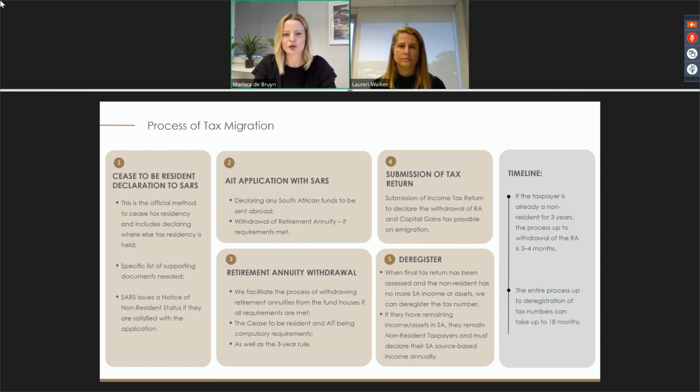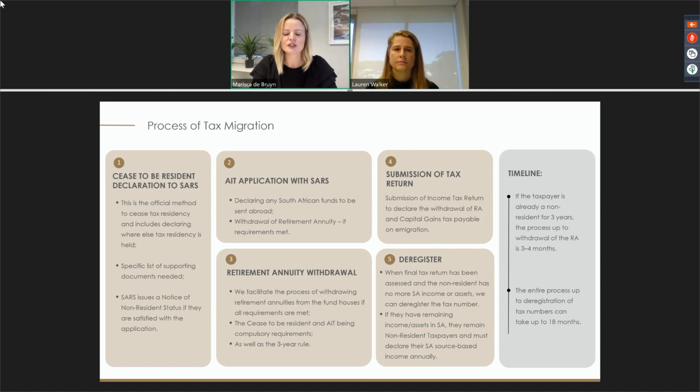But it gets a little bit more complicated than that, because we could be working with someone who has just emigrated now in this year. Then all we can do for them is step 1. That process takes 21 working days. Once we have all the documents, we do the cease to be resident declaration. After 21 working days, they'll have their notice letter, so their golden ticket letter out of South Africa, and then they are non-residents.